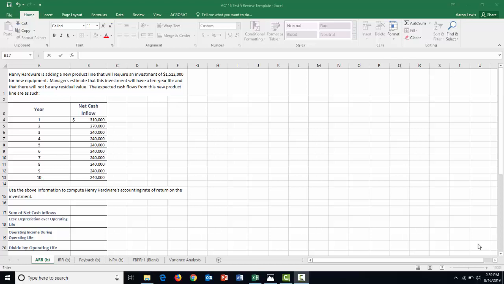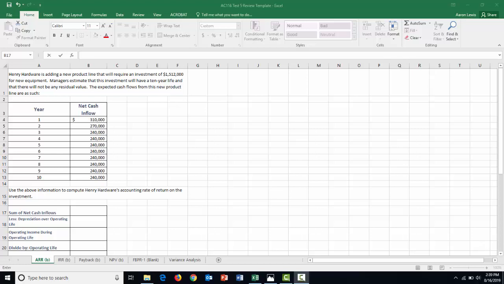In this question, Henry Hardware is adding a new product line that will require an investment of $1,512,000 for new equipment. Their managers estimate this investment is going to have a 10-year life and that there will not be any residual value on the equipment they are investing in. Their expected cash flows from the product are provided below. They are $310,000 in the first year, $270,000 in the second year, and then $240,000 for each year thereafter.